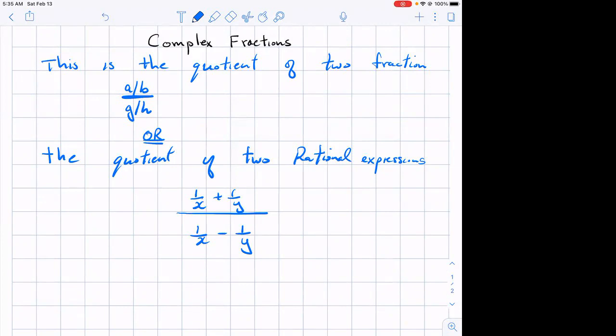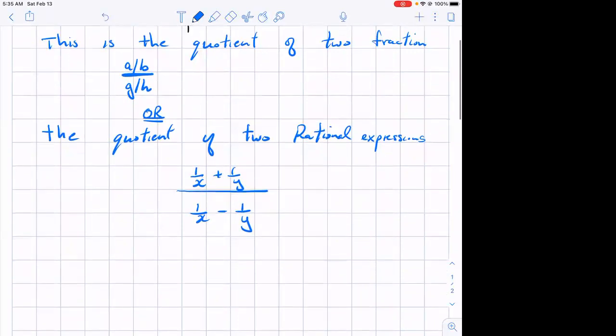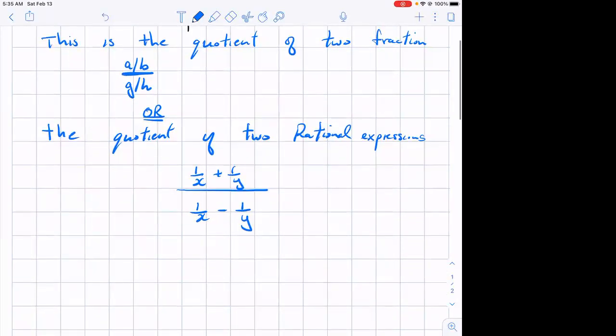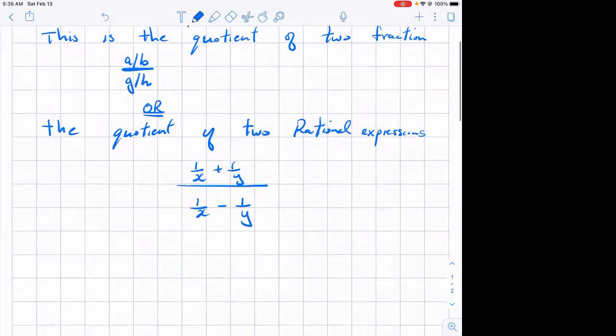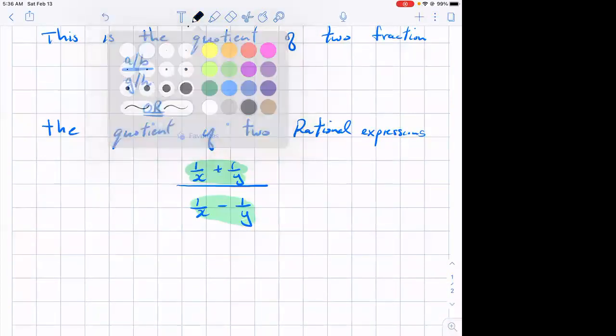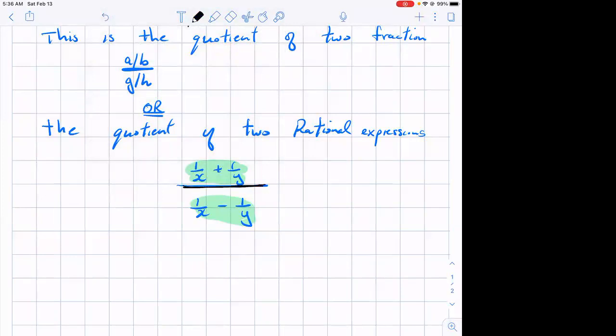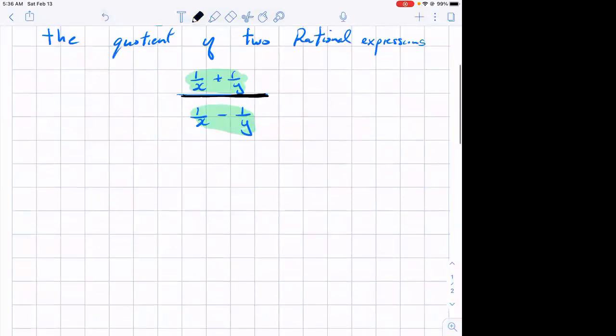Now, you know how to divide or multiply or add any fraction or rational expression. If you're given this numerator by itself, you know how to add that. Or if you're given this denominator by itself, you know how to subtract that. And after you finish simplifying the numerator or the denominator, then you know how to divide. So this is just a process that we have to go through here in simplifying complex fractions. So let's look at an example.